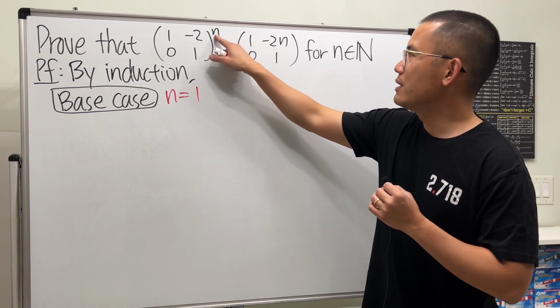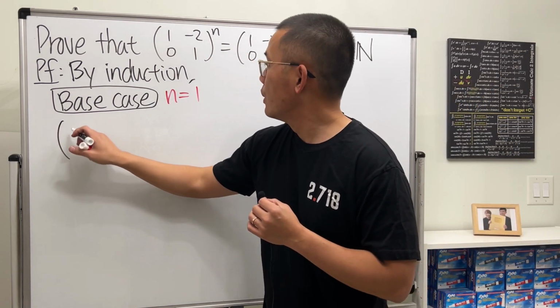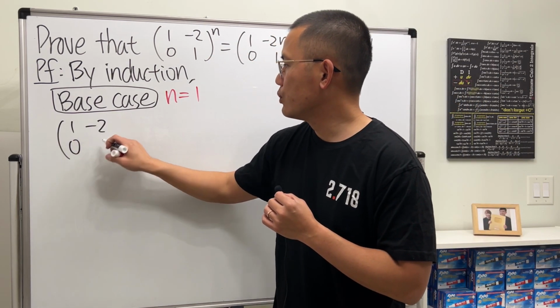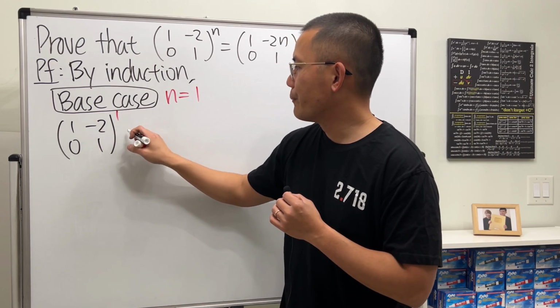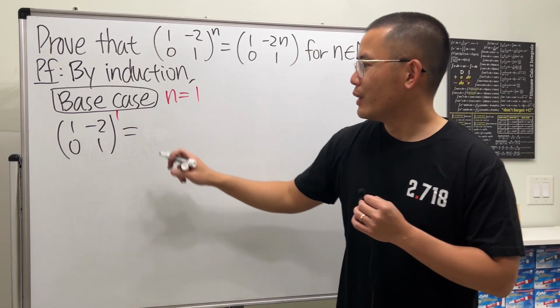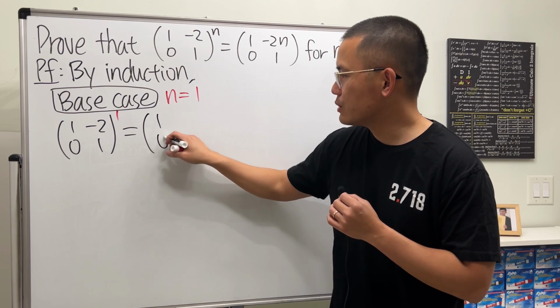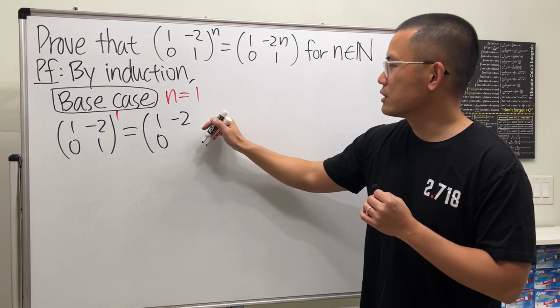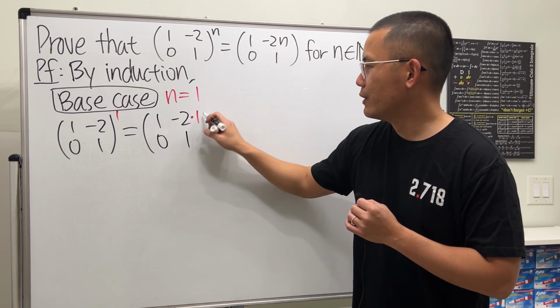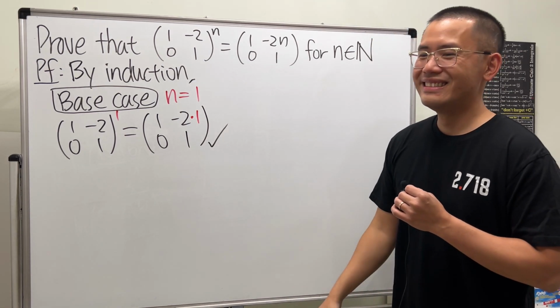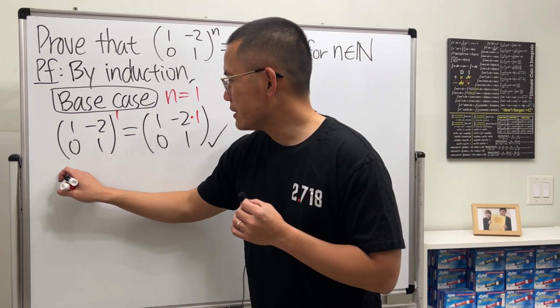Put a 1 into here, then we can see that 1, 0, negative 2, 1 raised to the first power. Well, the first power doesn't matter, which is of course the same as 1, 0, negative 2, 1, if we are just multiplying by the 1 right here. So it checks. Yes.